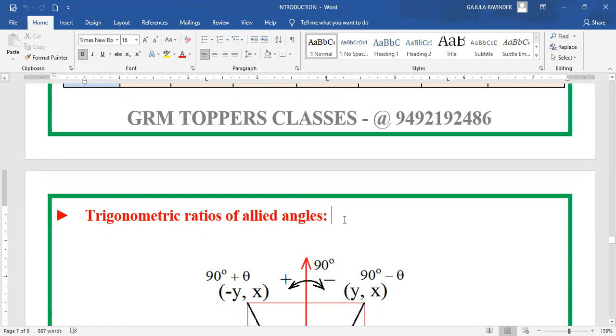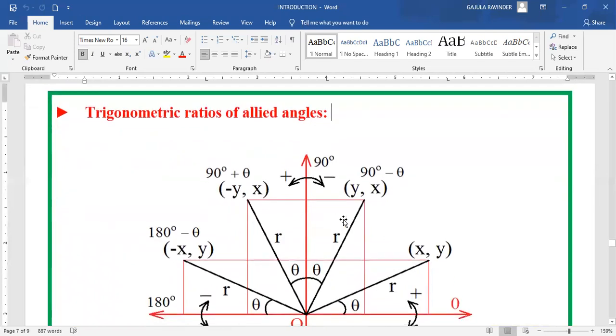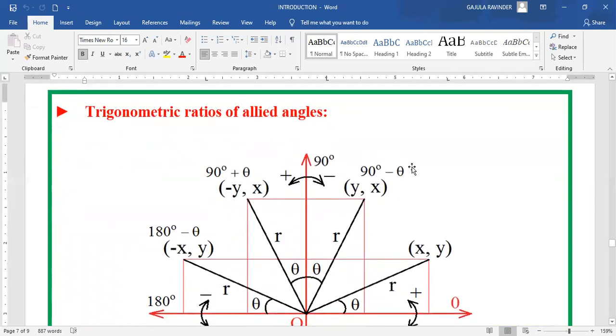Allied angles means angles added by multiples of 90 degrees. That means here, you can see 90 degrees minus theta, whatever theta is, when it is added or subtracted by 90 degrees, it is called multiples of 90 degrees. It is called an allied angle. Most generally, theta is taken acute, and I have added multiples of 90 to it. That means when theta is acute, 90 degrees minus theta, 90 degrees plus theta, 180 degrees minus theta, 180 degrees plus theta, like that, angles are said to be allied angles.